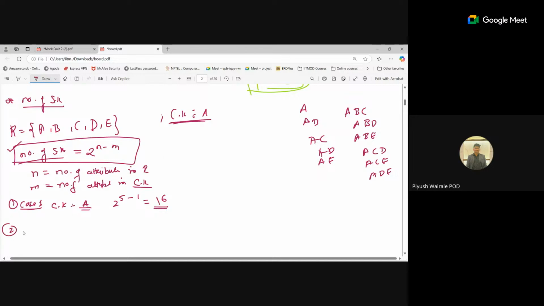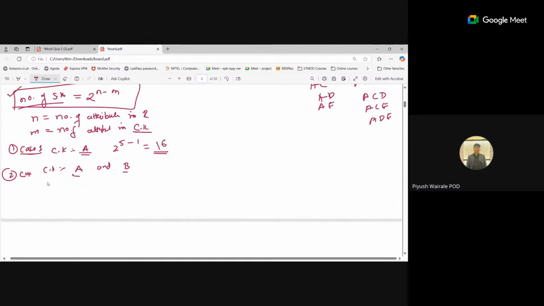Now the second case. Suppose we have two candidate keys, A and B. A and B are both different candidate keys, not together. In that case, how do we find the number of super keys for relation R? It will be 2 raised to 5 minus 1, plus 2 raised to 5 minus 1, minus 2 raised to 5 minus 2.